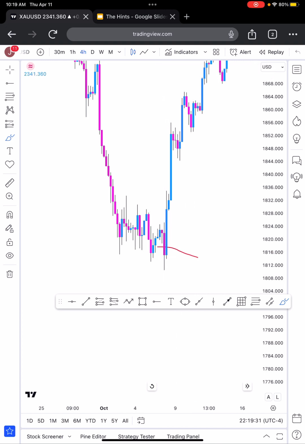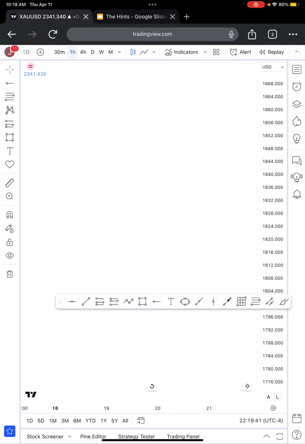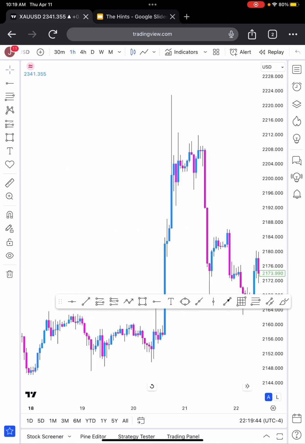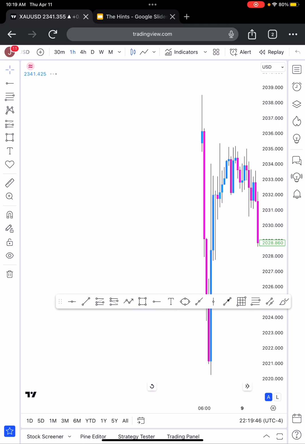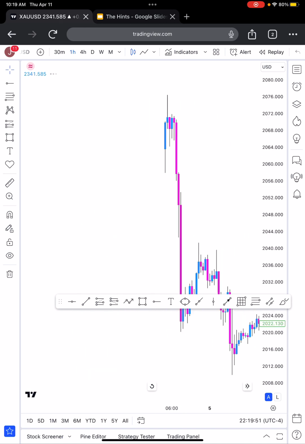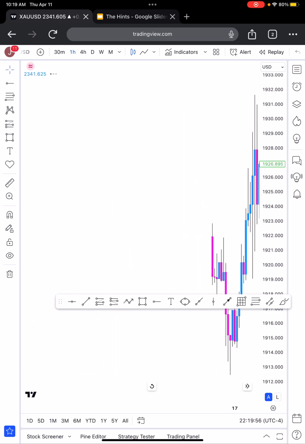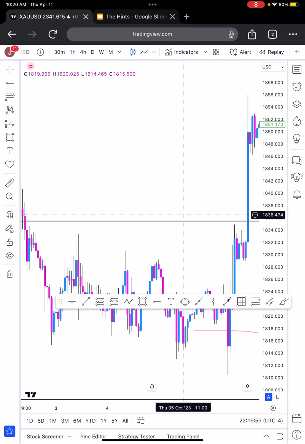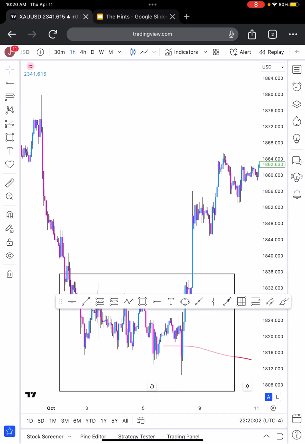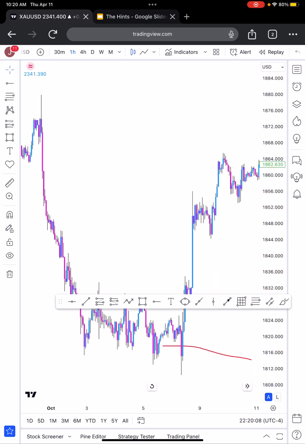Let me see if I can see what it looks like on the 1-hour time frame for you guys. Let me just mark this area. Let me just find this spot. Let me go back. Okay, here we go. If you notice this little area here, let me just delete this, move this.